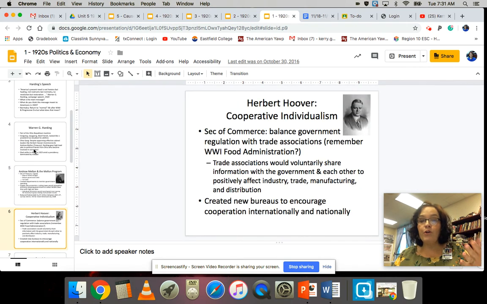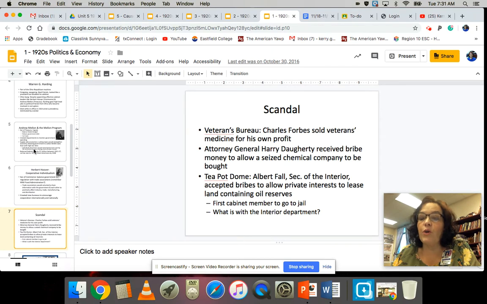He's got Herbert Hoover, who we'll talk about towards the end of the 1920s. He'll become president in 1929. He's not going to focus on regulating businesses. He's going to focus more on encouraging cooperation.